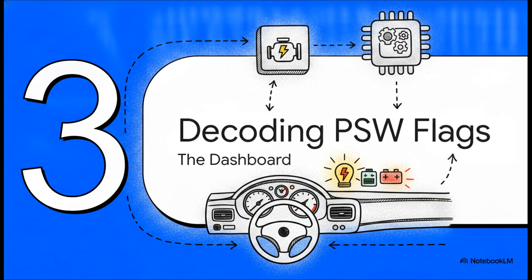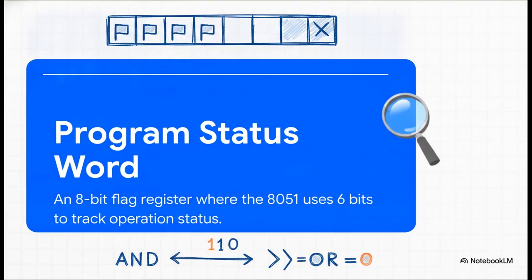Section 3, Decoding the PSW Flags, the microcontroller's dashboard. Now we need to talk about the program status word, or PSW. Think of this as the microcontroller's dashboard of warning lights. It acts as our flag register. Interestingly enough, while it is technically an 8-bit register, the 8051 actually only actively uses 6 of those bits to track operation status. Basically, these bits automatically flip to a 1 or a 0 based on the mathematical and logical results of whatever instructions you just ran.